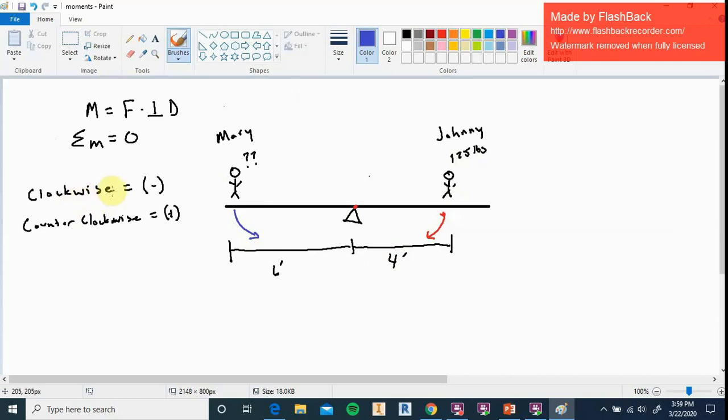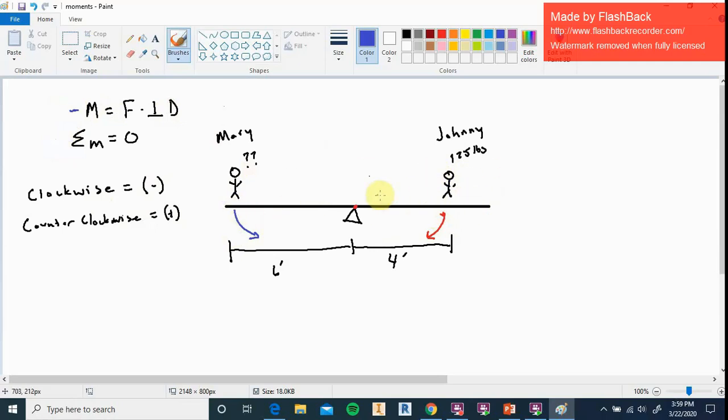Okay, so you can see over here that we define what is positive and what is negative by the direction that it is going. So we have clockwise. Johnny would be creating a clockwise moment, so we would refer to that as a negative moment. And then counterclockwise would be a positive moment, as you can see that Mary is causing right there. So using our equations up here, a moment is equal to a force times a perpendicular distance. We know that Johnny is creating a moment, and we know that Mary's creating a moment, and we also know that this beam is not moving, right?